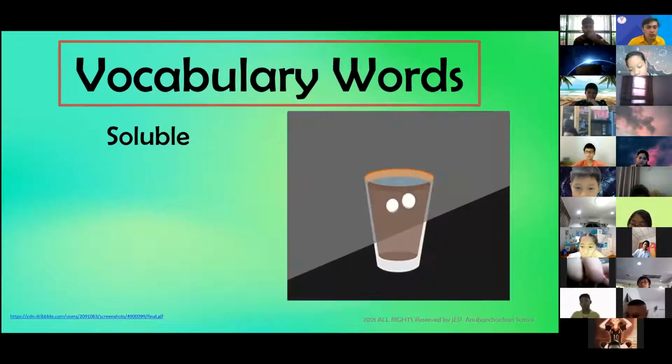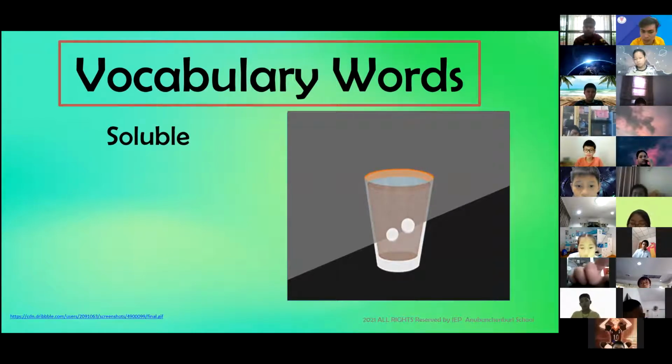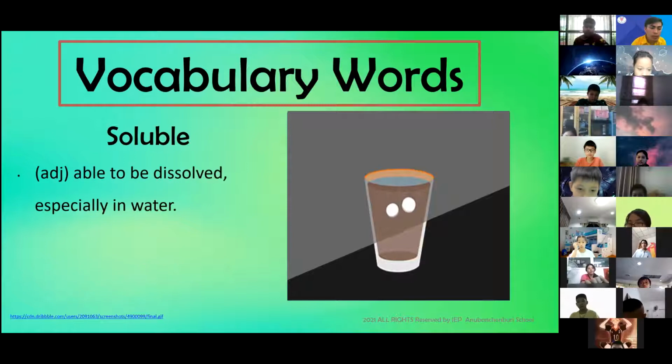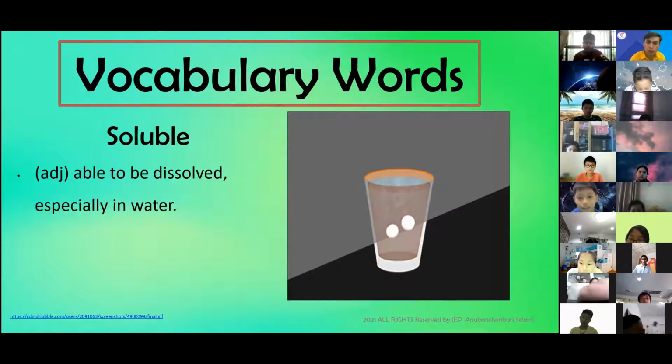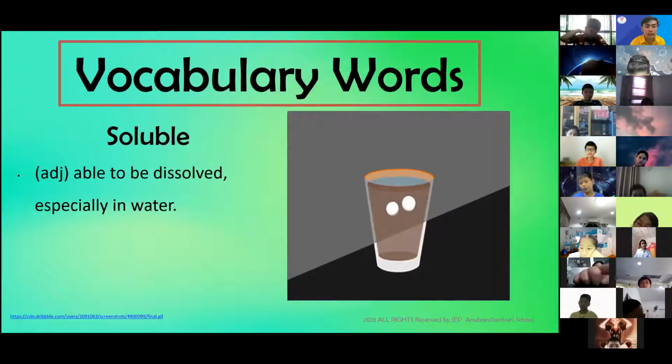Next word is soluble. Okay, notice these two substances in a cup. Look what happens to them. What happens to them? They were dissolved. You understand? So the meaning of the word soluble is able to be dissolved. Can you give me an example of the materials or substances that can be dissolved in water?